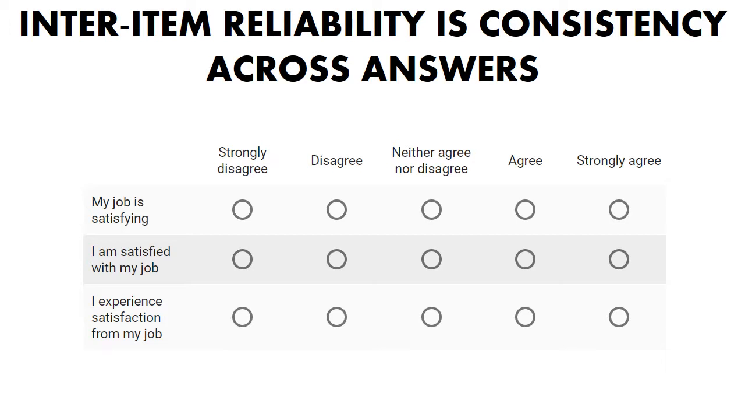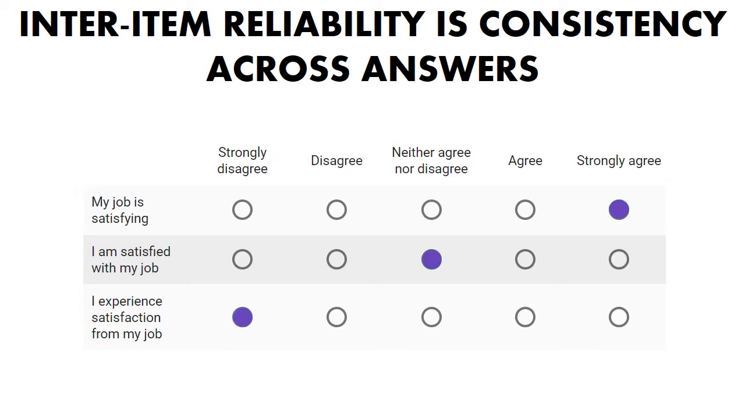This is why surveys ask you the same question 3 times in different ways. So if we're taking a job satisfaction survey, you might see questions like this. My job is satisfying. I am satisfied with my job. I experience satisfaction from my job. Those are all just 3 different rewordings of the same question. If we have strong inter-item reliability, then it's going to look like this. People are answering consistently across all of the items.